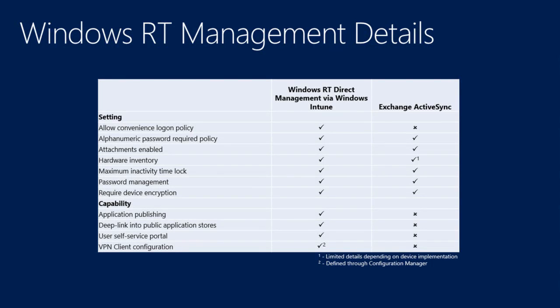Intune can do application publishing, deep linking to public Windows Store apps, it can do a self-service portal, and it can push out VPN client configurations. As we go forward into the future, we'll be able to do many more settings, and there'll be additional capabilities around wireless and certificate enrollment and other things that get added into this as well.